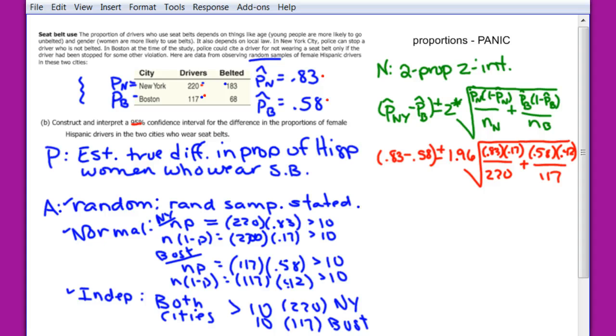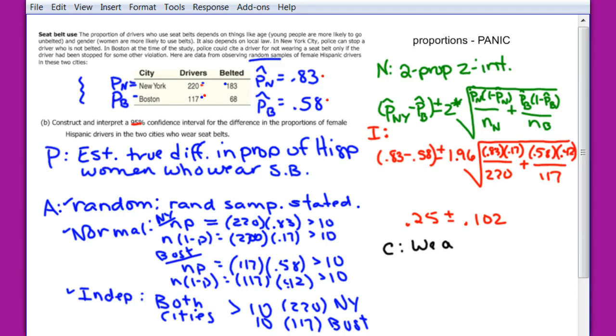So I go ahead and do some calculating and crunch my numbers, and I come up with 0.25 plus or minus 0.102, and that is my confidence interval. So what I did here was the I step. Now I'm going to finish this up with the C step, and that is to interpret it.